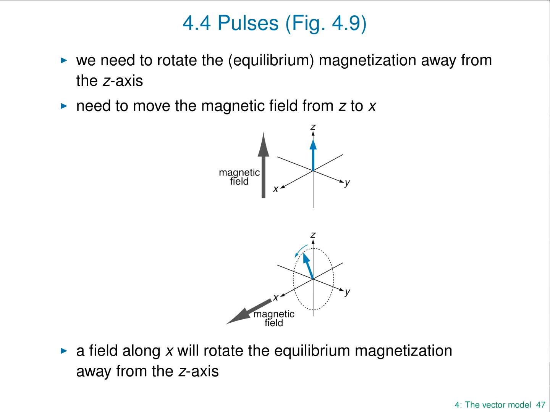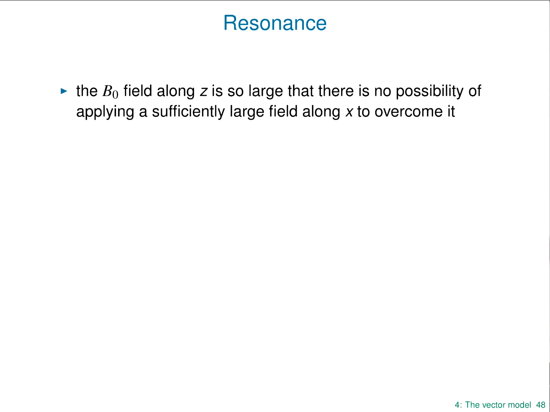In our minds, what we need to do is to apply a magnetic field along the x-axis. Because if we did that, then the magnetization would precess in the ZY plane, because the magnetization precesses perpendicular to the applied field. But we've got no way of doing that, because the field along Z we can't get rid of. So we have to be a bit cleverer about it.